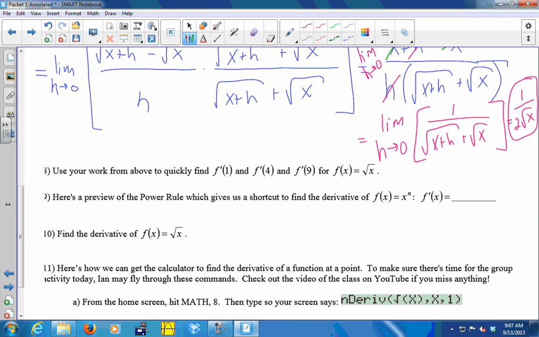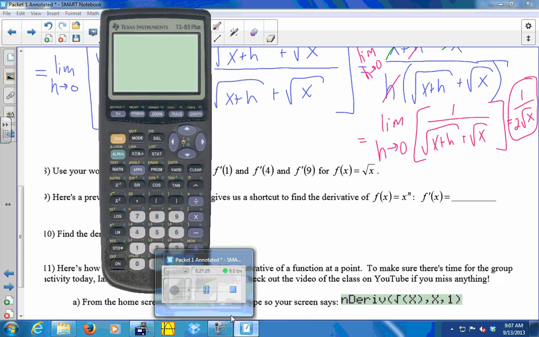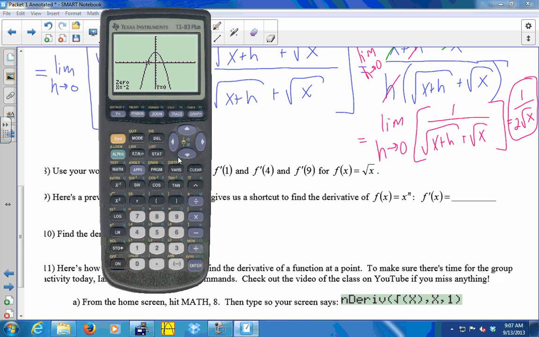So let's look at that. Let's look at 1 over 2 square root x and compare it to the graph that we drew qualitatively. It will definitely approach 0. So, 1 over 2 square root x.